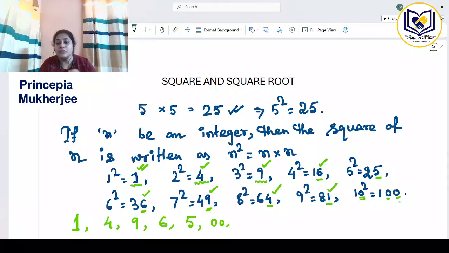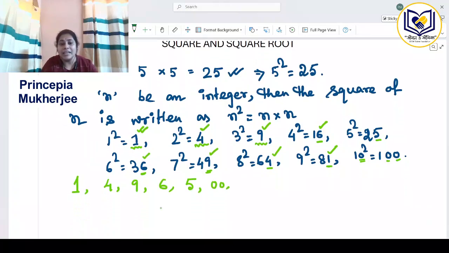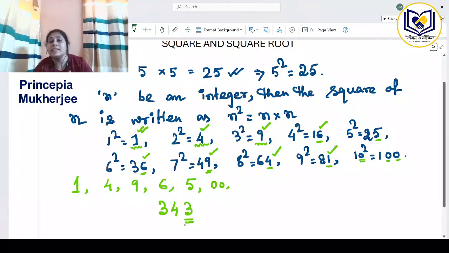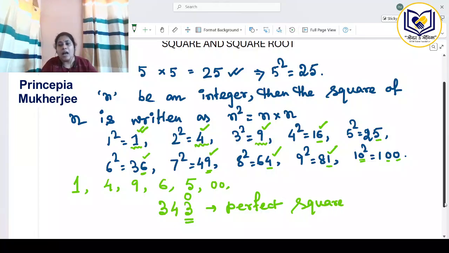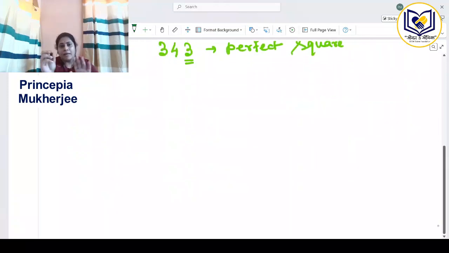So if I have a number like 343, the ones place of 343 is 3. It is not 1 or 4 or 6 or 5 or 9 or two 0s. So when the ones place is 3, it cannot be a perfect square. That means it cannot be a square of some number. Understood?